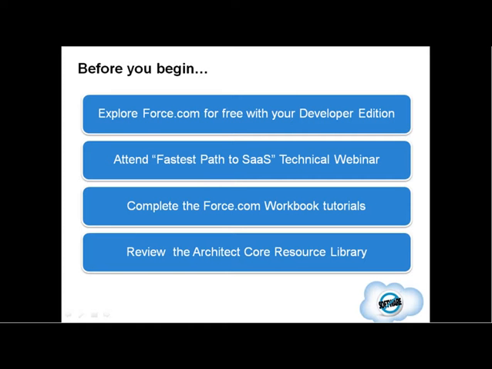We have a series of workbook tutorials that cover all the different features of the platform. It's a great way for you to understand what we have to offer so you're not spending time trying to reinvent the wheel. And then finally, we have an Architect Core Resource Library. I'll show you the URL at the end of the presentation that has a lot of other articles that I recommend reviewing, including the companion article that goes with this presentation.